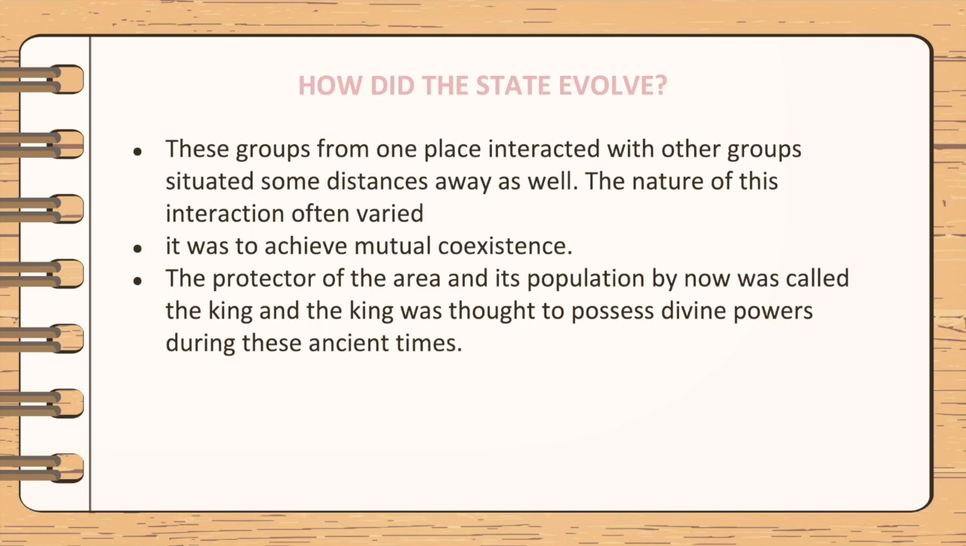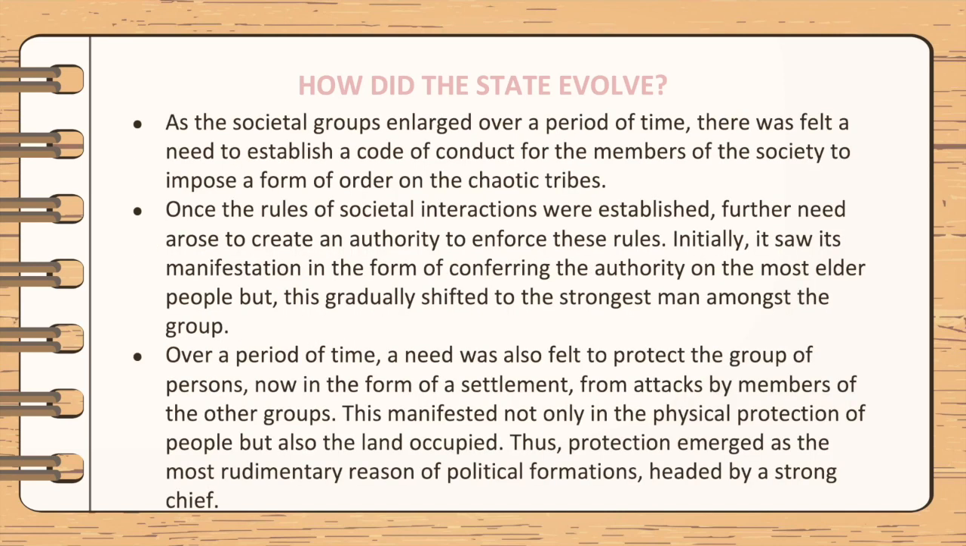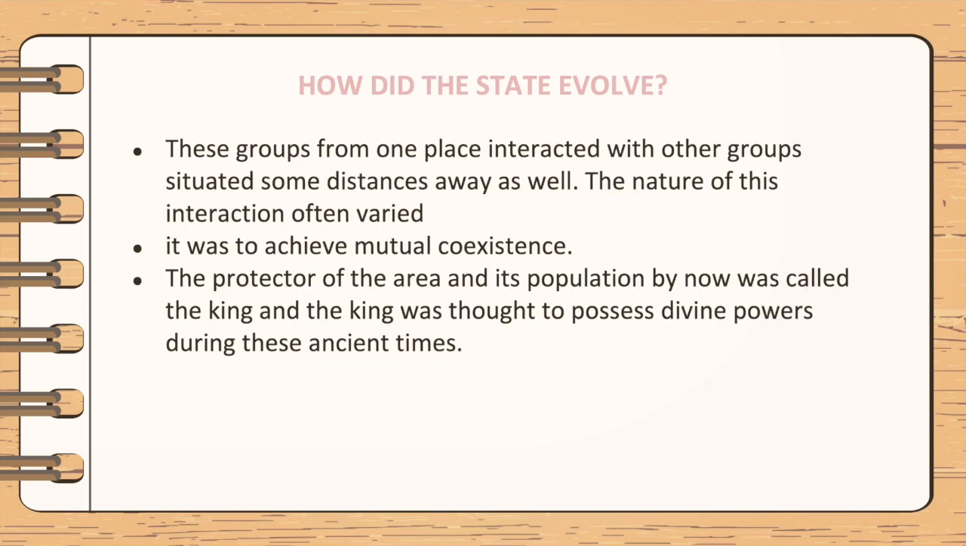First, we see this group from one place interacted with other groups for mutual coexistence. So we can call it diplomacy. Second is security. In ancient time, leadership gradually shifted from the most elder people to strong men. So it's called security. Groups want security and they have to live in their own area. So, mutual coexistence.